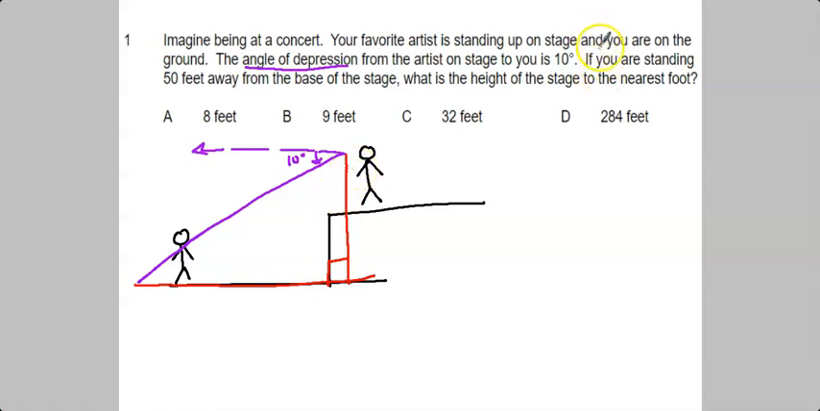Okay, so then it says if you are standing 50 feet away from the base of the stage, so here the base would be at the bottom to where you are, so this is 50 feet. What is the height of the stage to the nearest foot? So we want to know the stage here, and really I guess our triangle should end at this corner, but I made it up to the person. So we're going to be solving for this side right here.